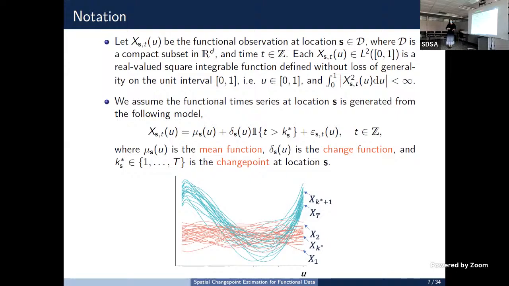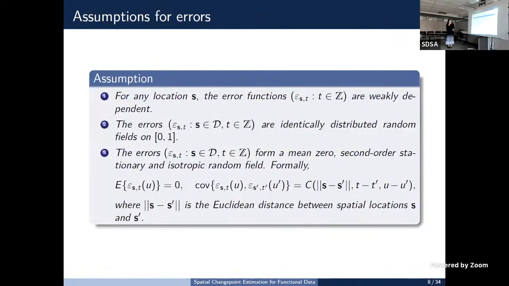Okay, so let's move on to the model. We assume the functional time series at location s is generated from the following model. This is the observation, and this is the mean curve. Before the change point K star, it will be spatially varying, so we add the spatial index here. Before the change point, the observation is the mean function plus some error function. After the change point, we will have another change function. In this example, the red curves are the functional data before the change point. We can see they share the same mean function. The blue curves are the ones after the change point, and we can see the change function is quite obvious, so we can tell it easily. So this is the background of our functional time series. We also have some assumptions for our errors, the epsilon, on this part.